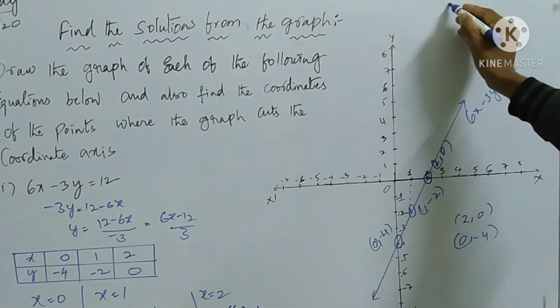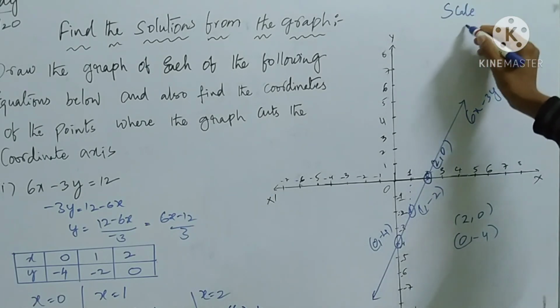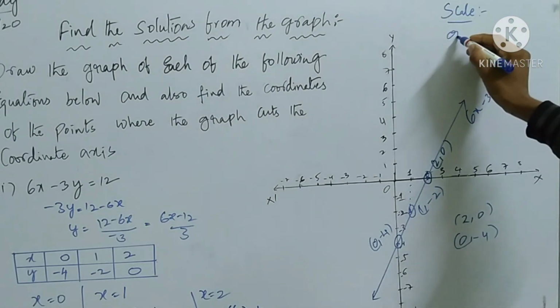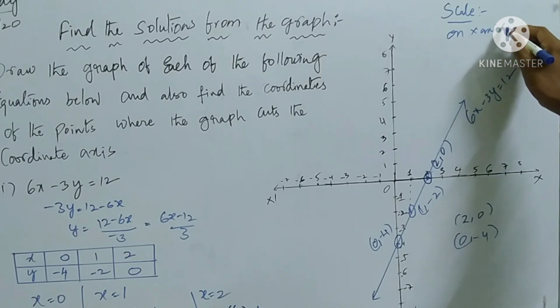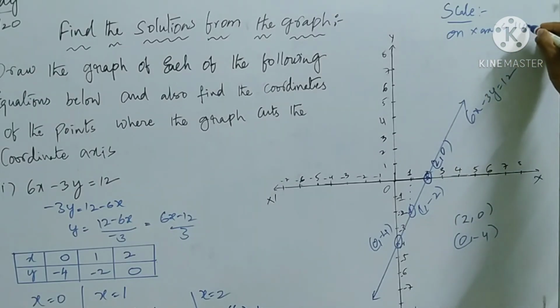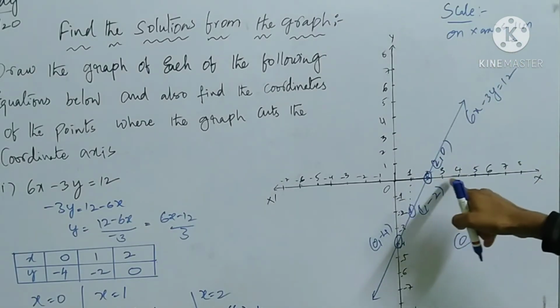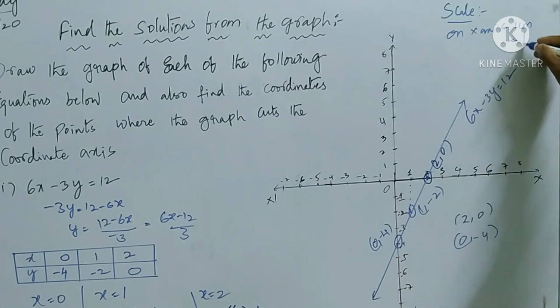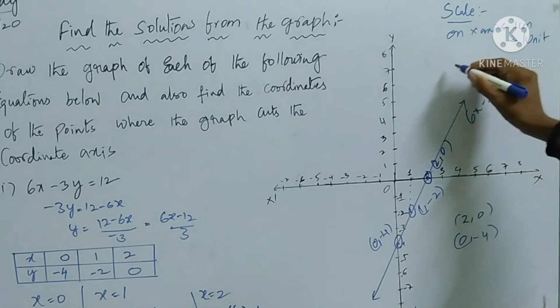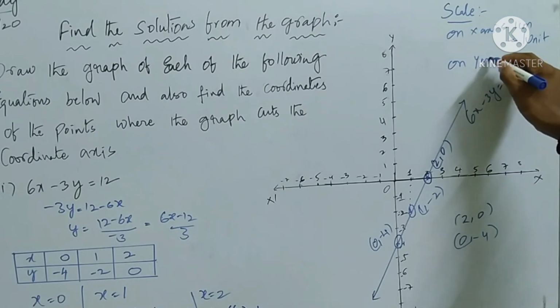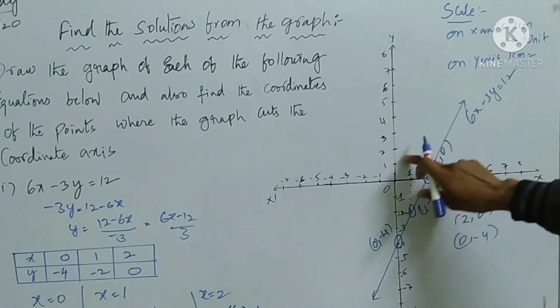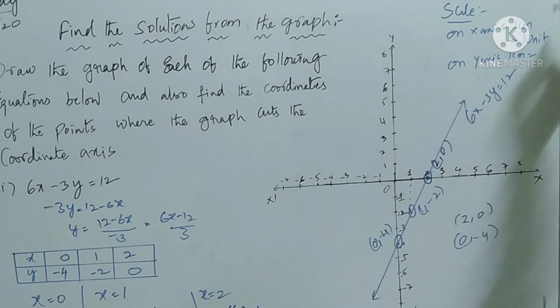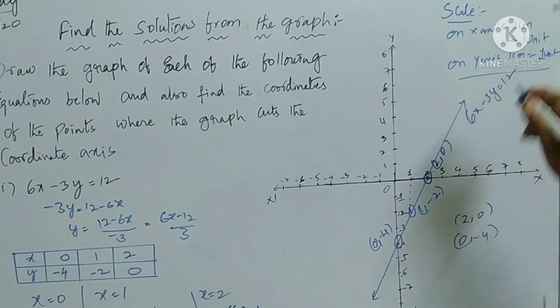Finally, the scale of the graph: on the x-axis 1 centimeter is equal to 1 unit, and on the y-axis 1 centimeter is also 1 unit. This is the final solution of the given problem.